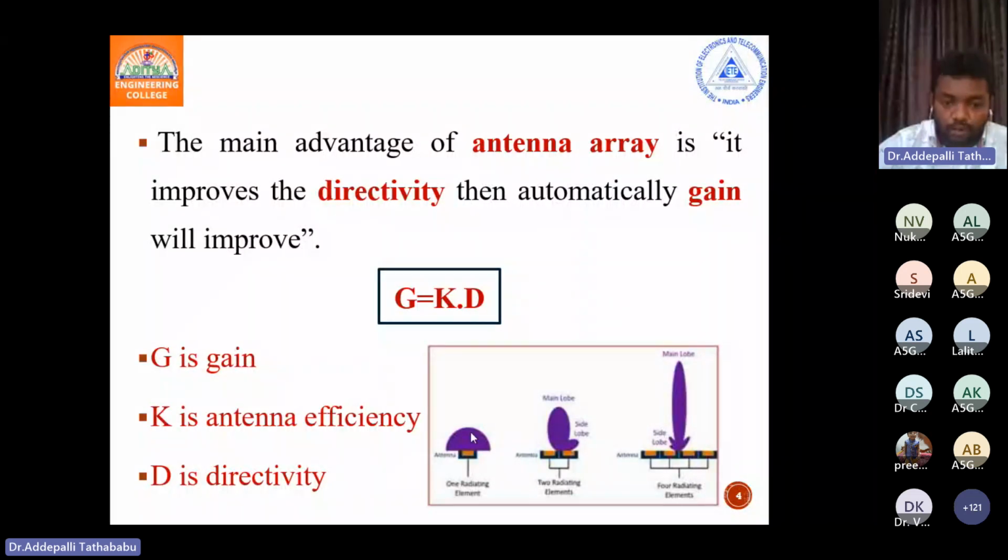Now, coming to this picture, this is not an isotropic antenna, this is the half circle. This is the maximum direction and the remaining directions are very low. So what is the directivity? It is the ratio of maximum radiation intensity.